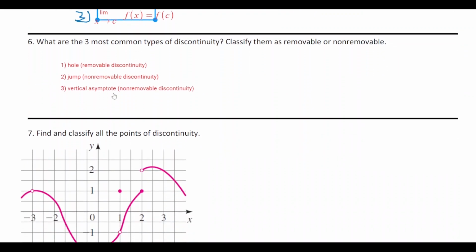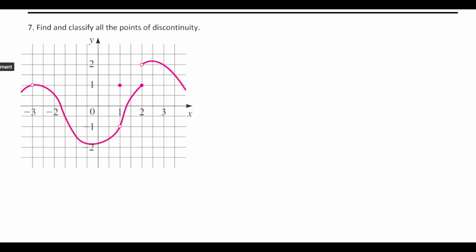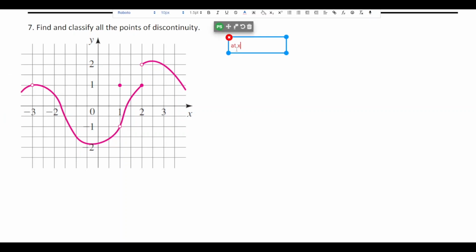For number 7, it says find and classify all the points of discontinuity. Okay, so we can see that there's one at -3, one at 1, one at 2, and that looks like it. So we'll just go one at a time. So I'll say at x equals -3, there is a hole, which is again, a removable discontinuity.